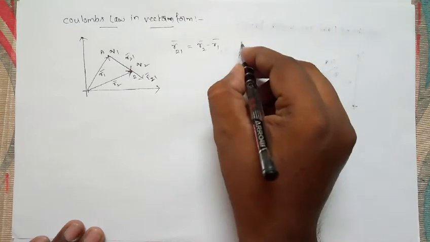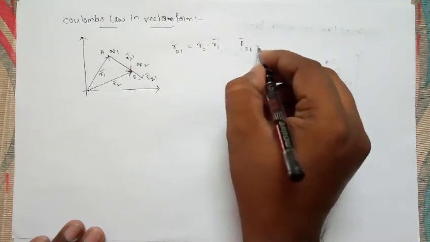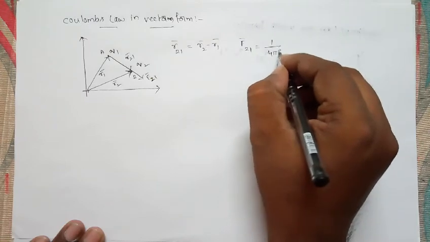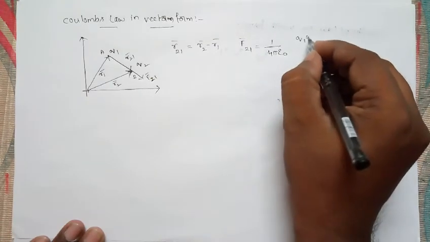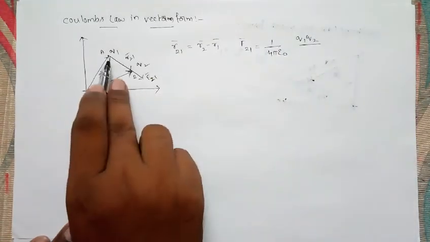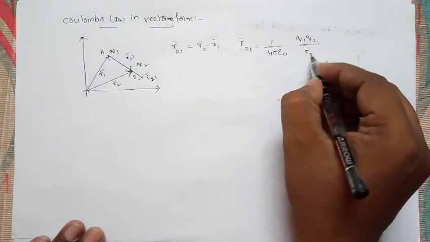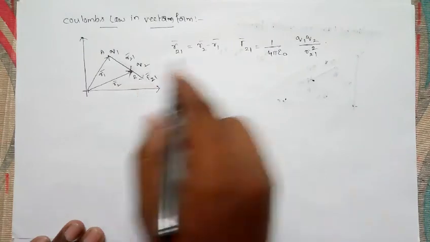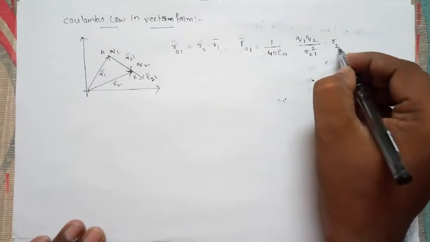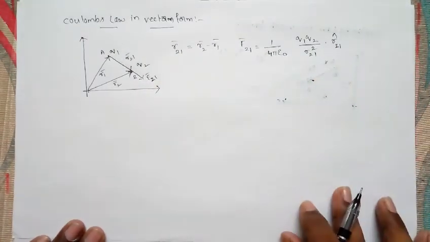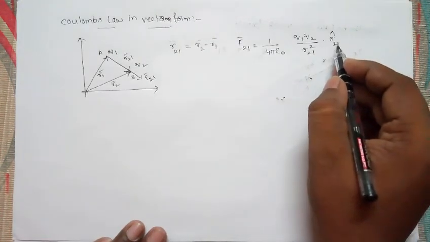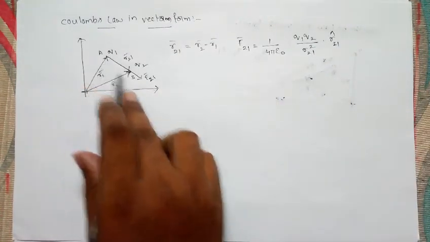So F21 bar we can write as 1 upon 4 pi epsilon naught, Q1 Q2 by, what is the separation between them, R21 magnitude, R21 square, into the direction, which we write as a unit vector R21 cap. So here R21 cap is the unit vector which represents this direction, that is, away from Q2.